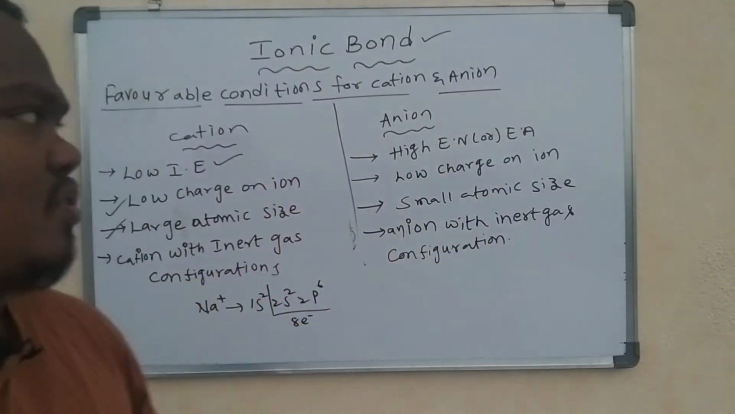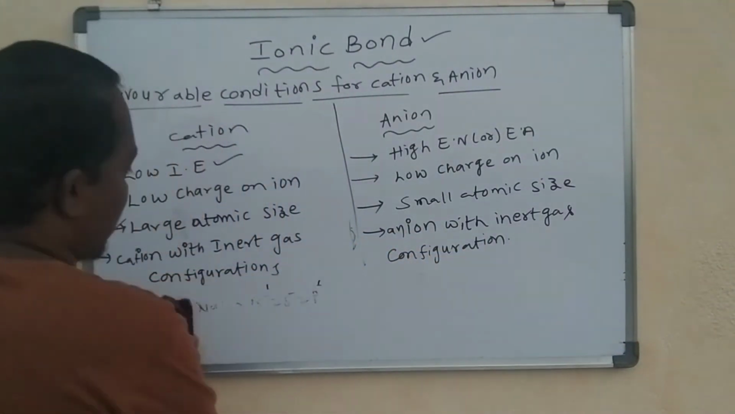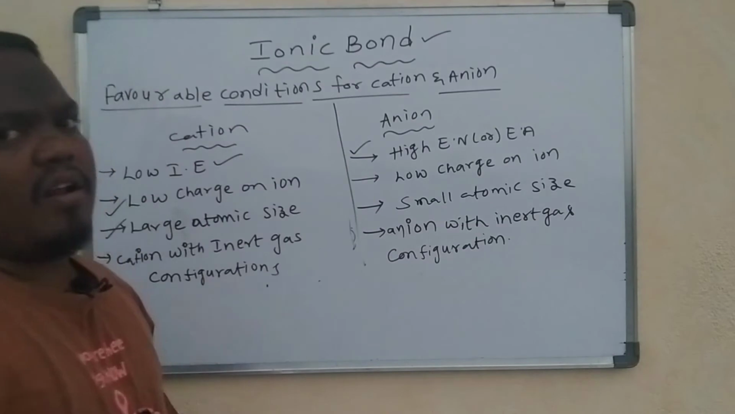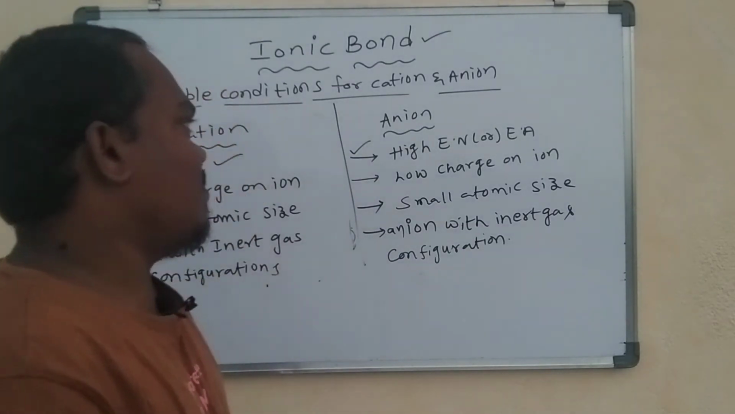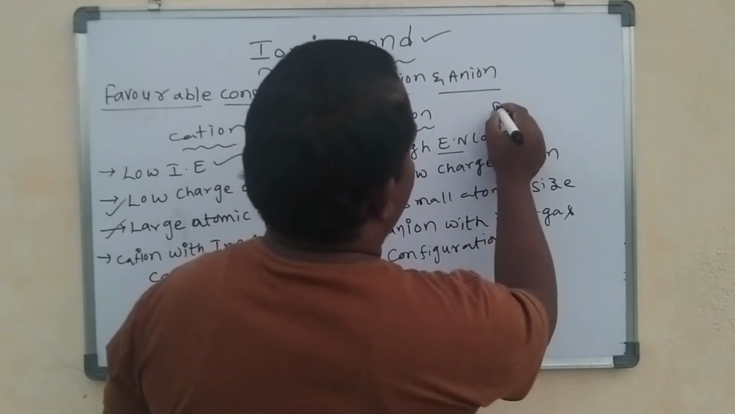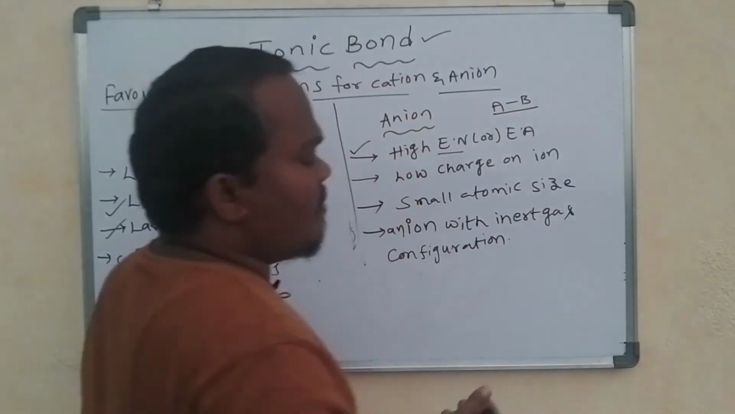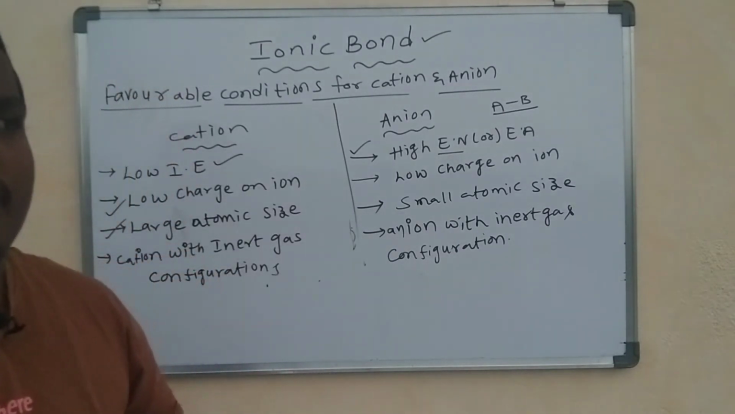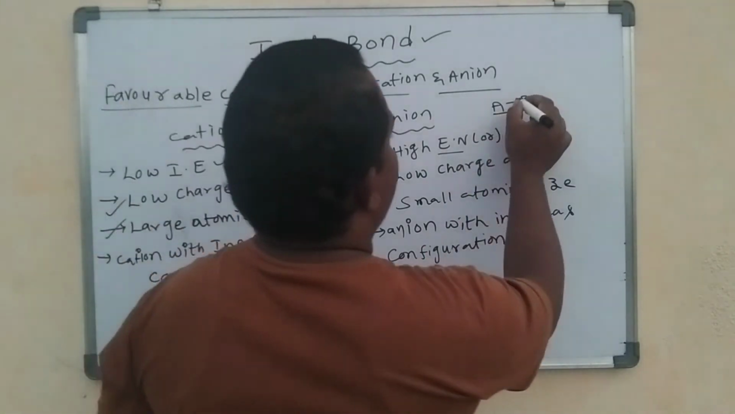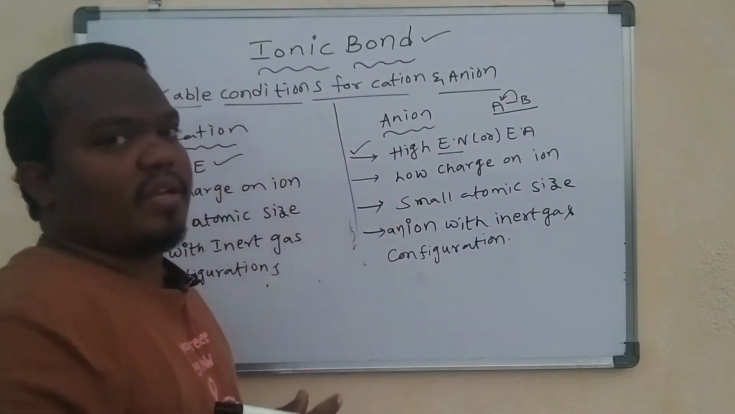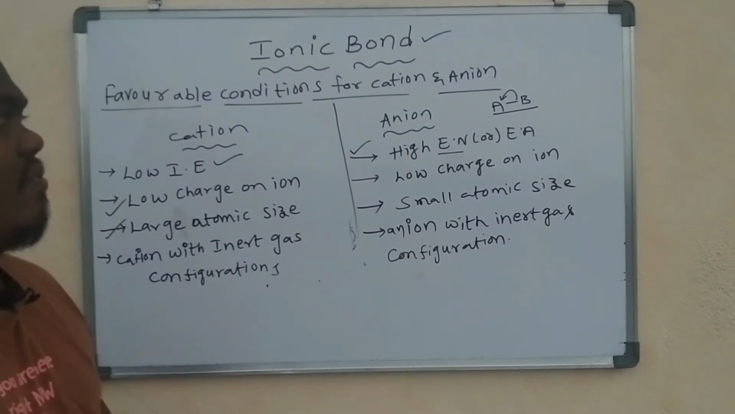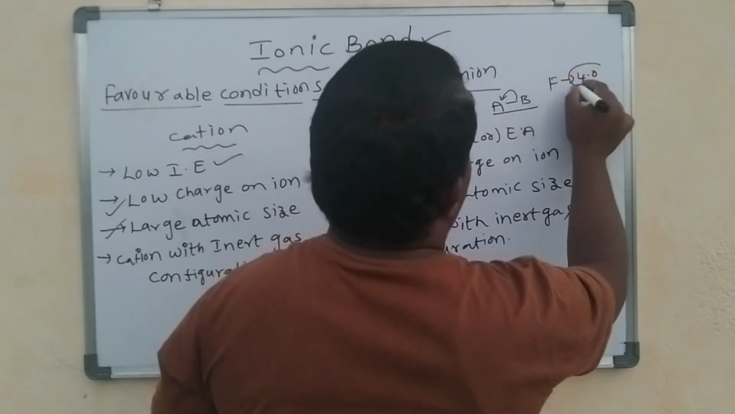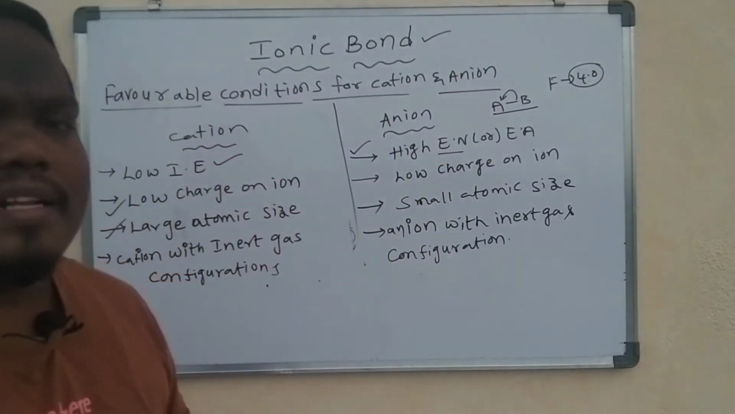When we observe the anions, what are the favorable conditions? The first one is that electronegativity should be high, or electron affinity should also be high. What is electronegativity? When we take a covalent bond, one of the atoms pulls the pair of electrons towards itself, and that is called the more electronegative atom. In the periodic table, fluorine has the highest electronegativity value, that is 4.0.